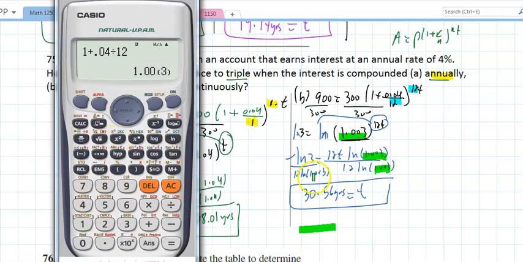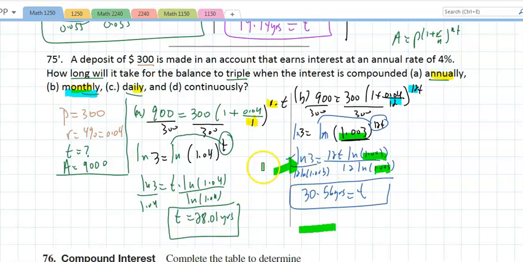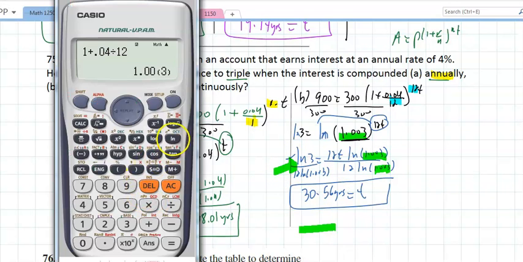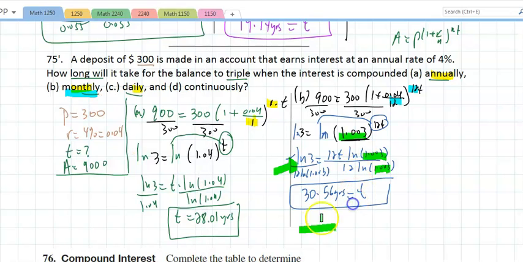If I take the last step right there, natural log of 3 divided by parentheses 12 times the natural log of answer. 27.51 years. That's the actual answer.